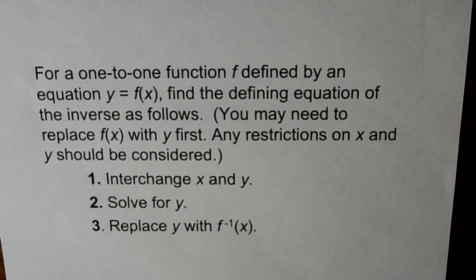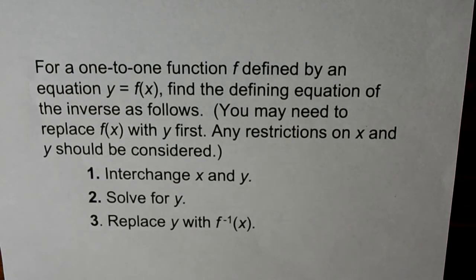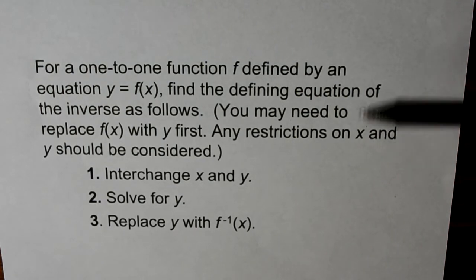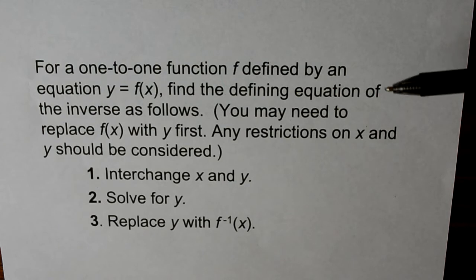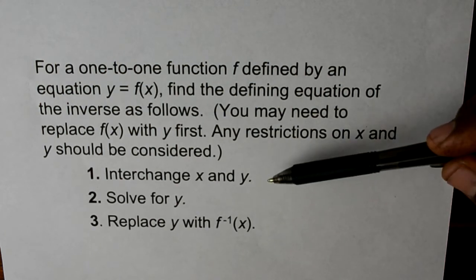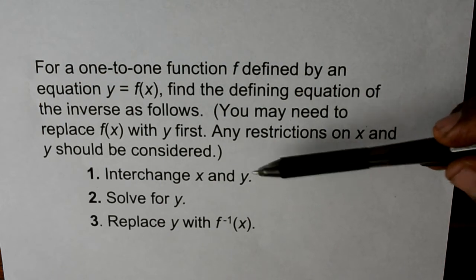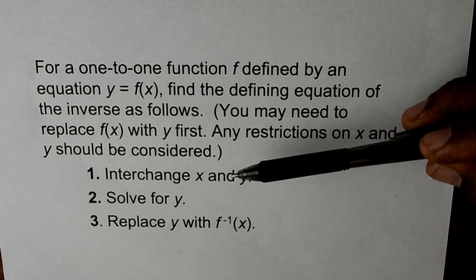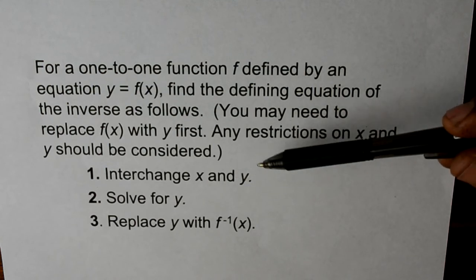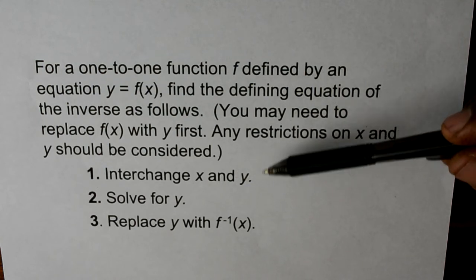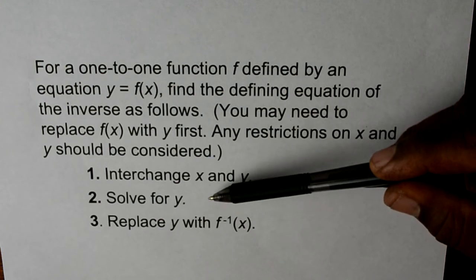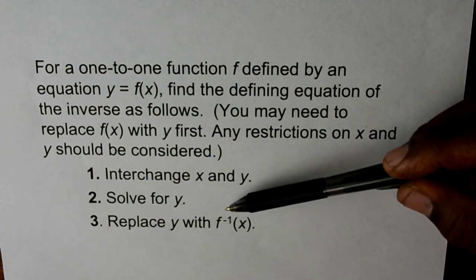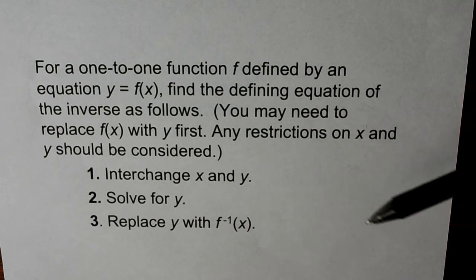Here are the steps to find the inverse of an algebraic function. For a one-to-one function, f is defined by the equation y is equal to f of x. Find the defining equation of the inverse as follows. First, we interchange x and y, which means wherever we see an x, we replace that x with a y, and wherever we see a y, we replace that y with an x. We solve for y, and then we replace y with the f inverse symbol.